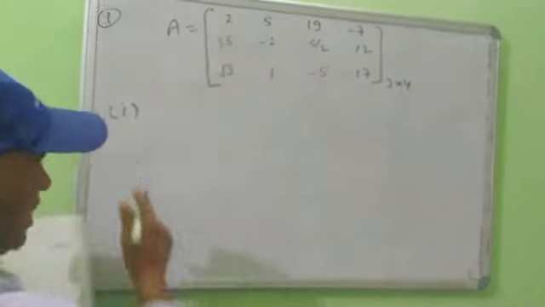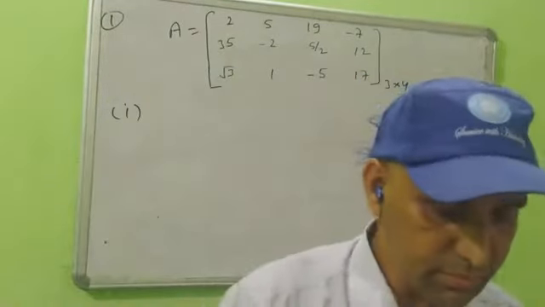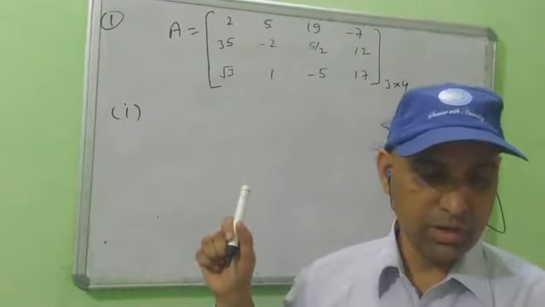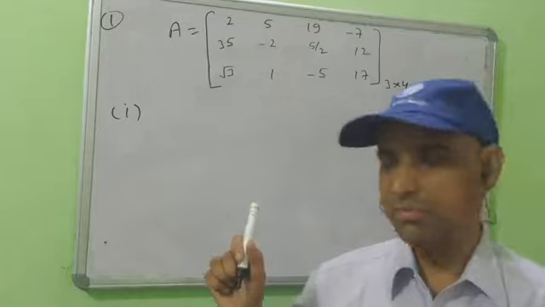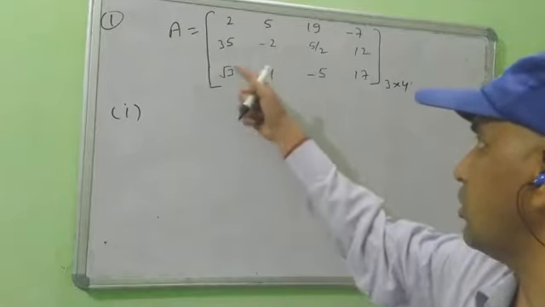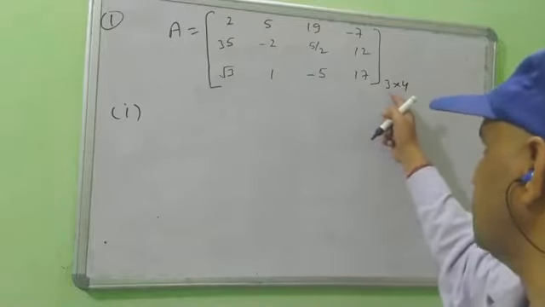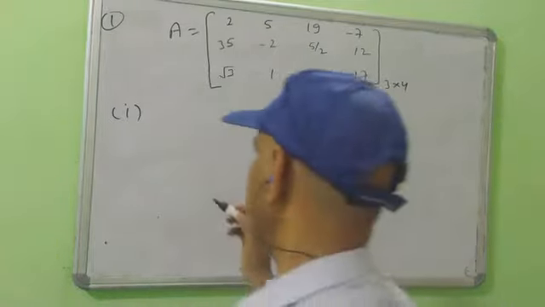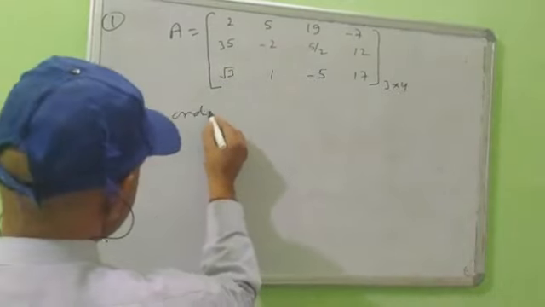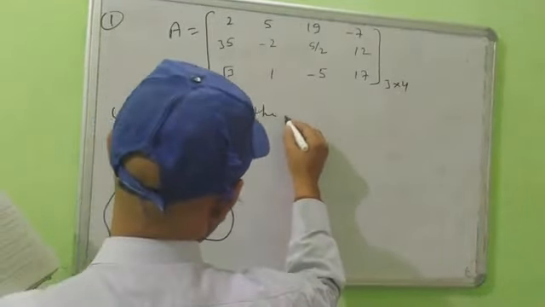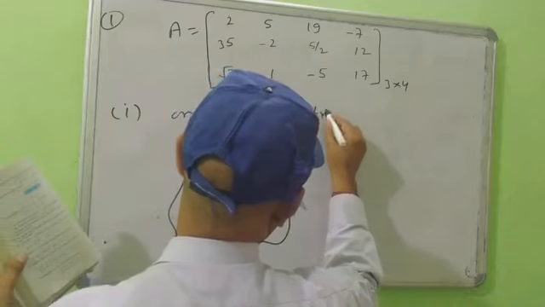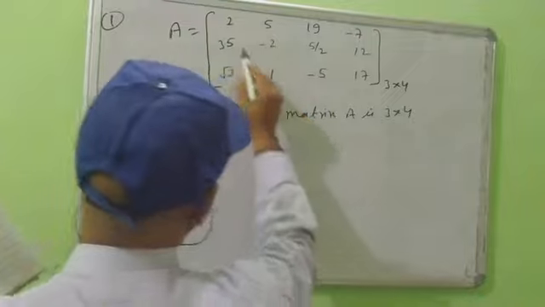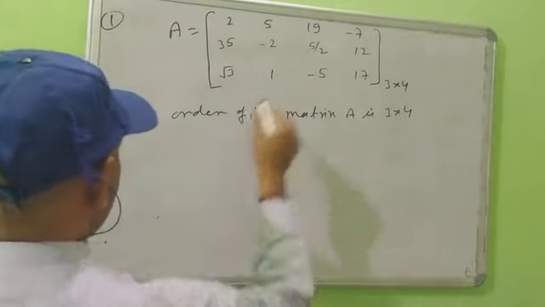What is the first part of this question here? This matrix is already given in the book. So what is the first part here? They ask to write the order of the matrix. I am already writing here the order of the matrix, 3 into 4. So you can write: order of the matrix A is 3 into 4 because there are 3 rows and 4 columns.